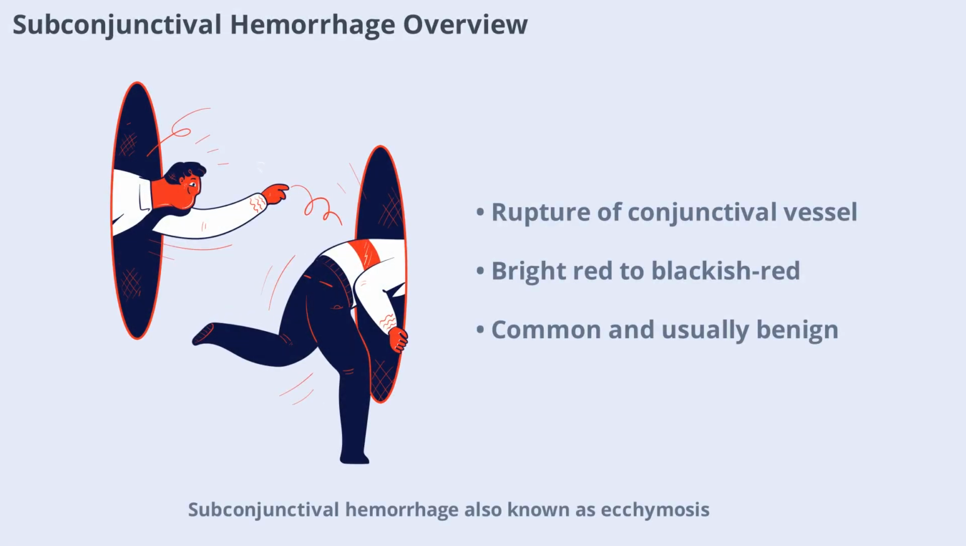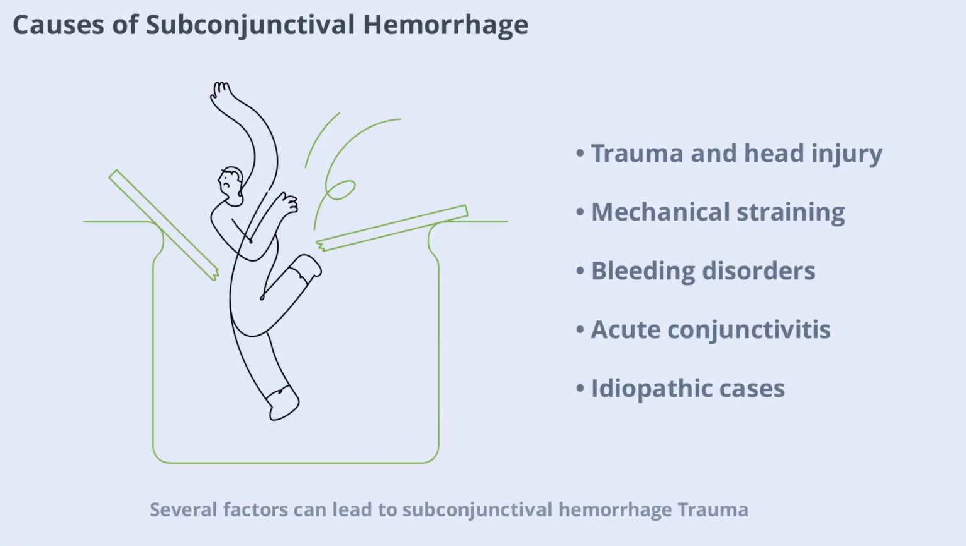Subconjunctival hemorrhage, also known as ecchymosis, occurs when a conjunctival blood vessel ruptures, leading to bleeding beneath the conjunctiva. This condition is common due to the loose support of conjunctival vessels, especially in the bulbar conjunctiva. Initially, the affected area appears bright red, but over time, the color darkens to a blackish red as the blood is absorbed. Several factors can lead to subconjunctival hemorrhage.